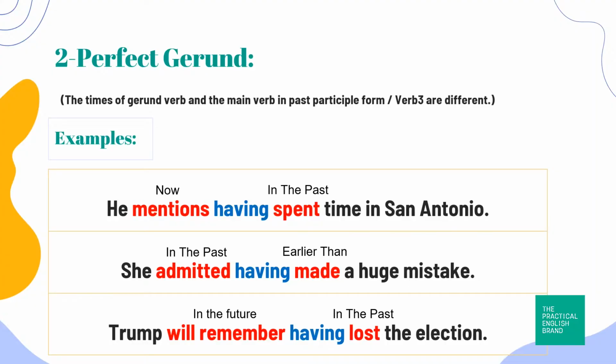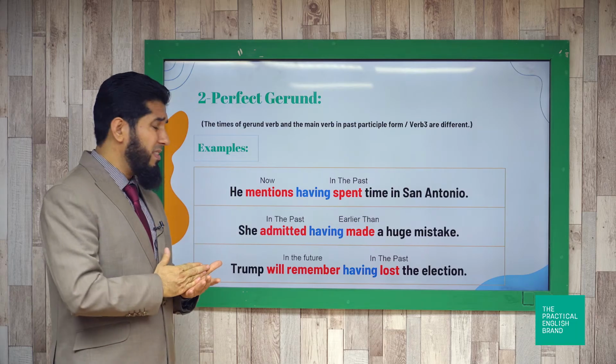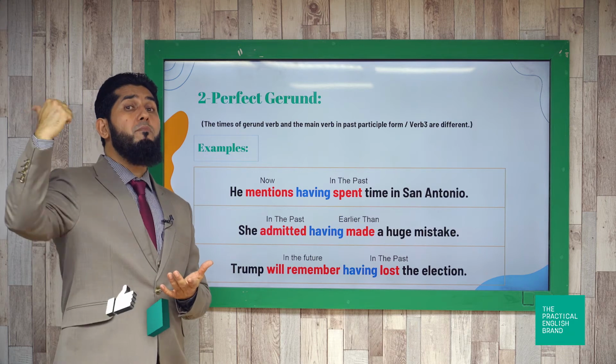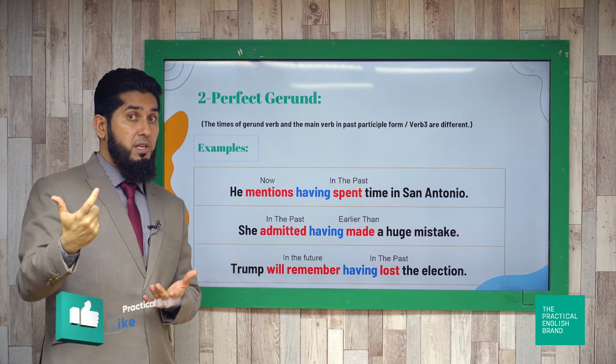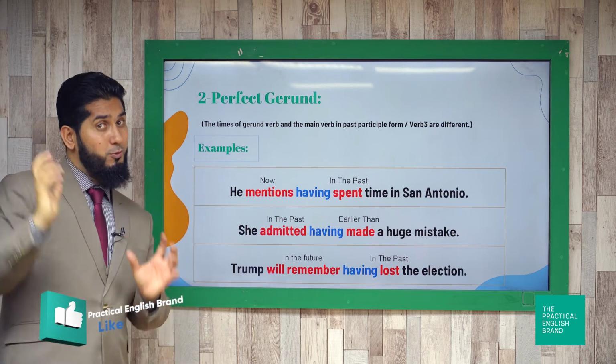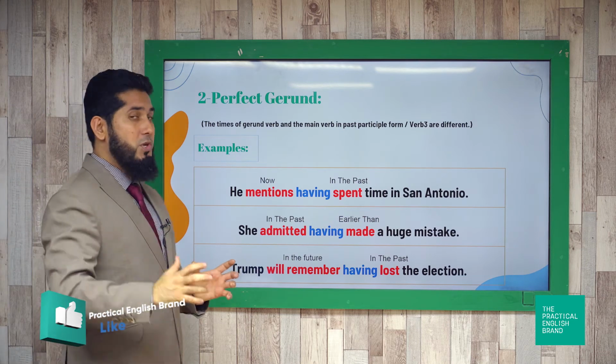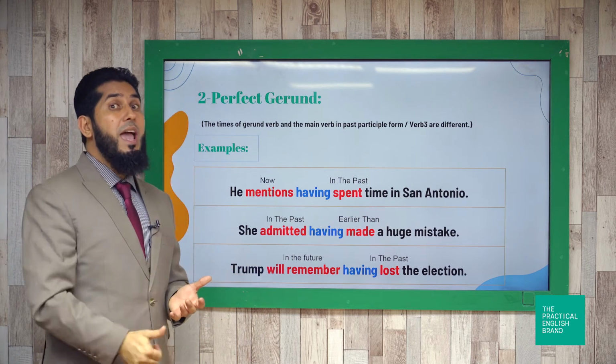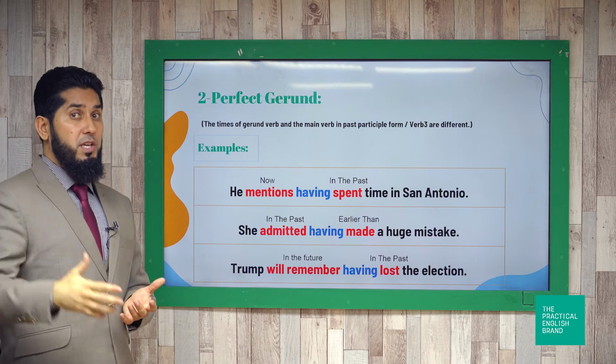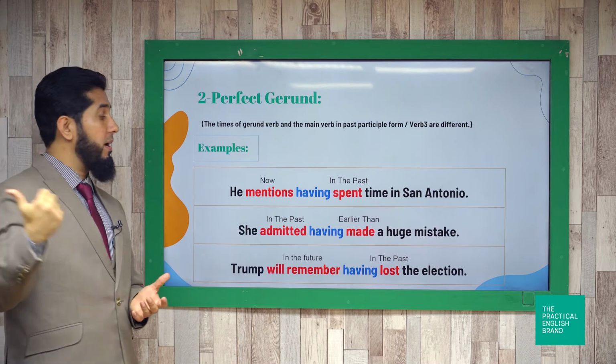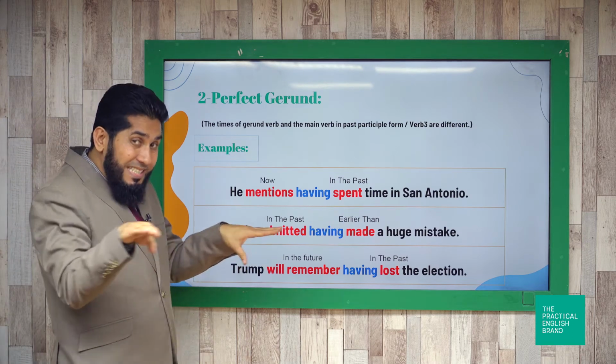Now look at the second example. She admitted having made a huge mistake. She admitted in the past that she had made a big mistake earlier than that. Okay, so that is the concept over here. She admitted in the past that she had made a huge mistake earlier than that. So again, the times are different.